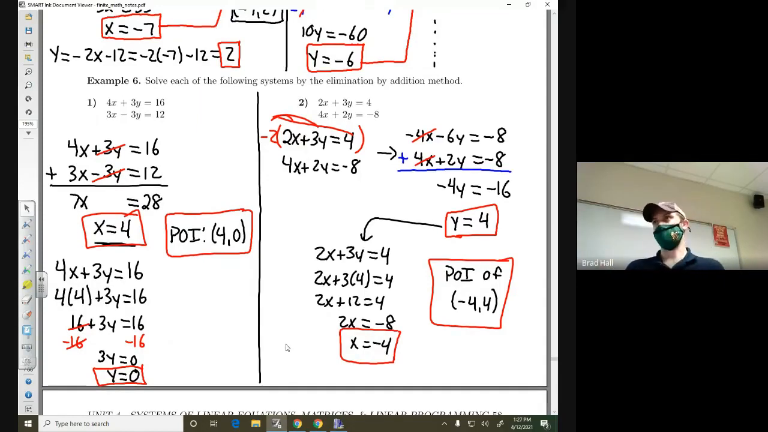You're welcome to use either method that you please. You're not forced to use either one. If it says you have to use the substitution method, then you don't have to. It's not going to know any different. You're still going to get the same answer.